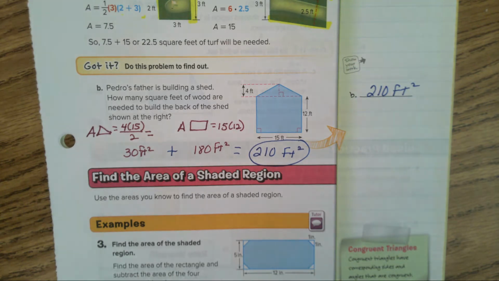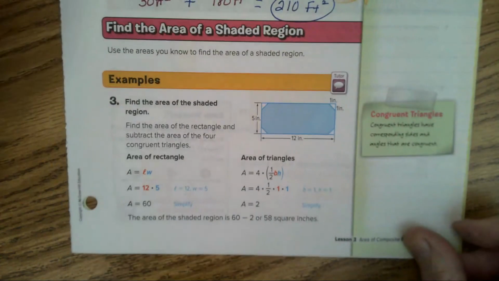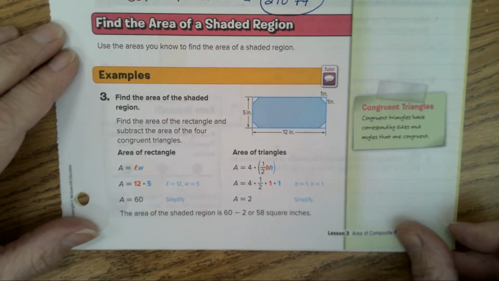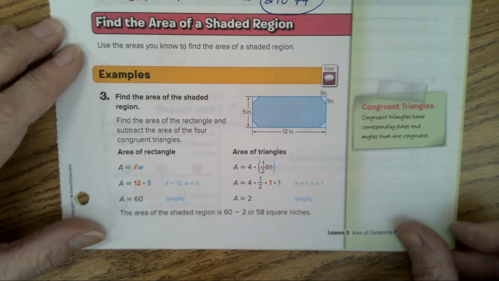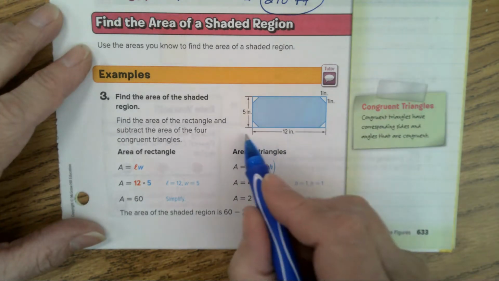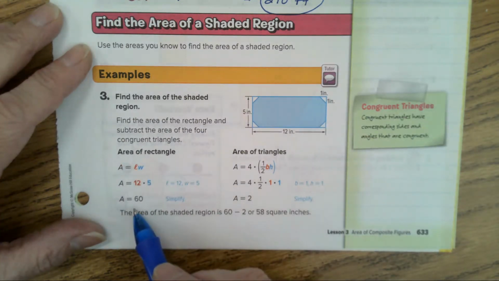Okay, are we ready for example 3? All right. Now in example 3, it says find the area of the shaded region. All right, so what they did here is they made a big rectangle. See that? It's 12 by 5. So the area of the rectangle is 60.